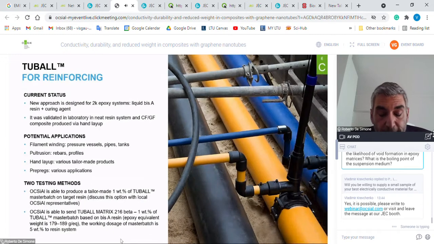What does it mean? It means that we are going to receive from the end user, from the manufacturer, their own resin system, where we are going to disperse tubal at a concentration of 1% by weight, providing them a very compatible system because it's based on their own resin system.